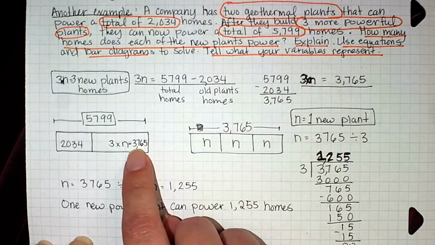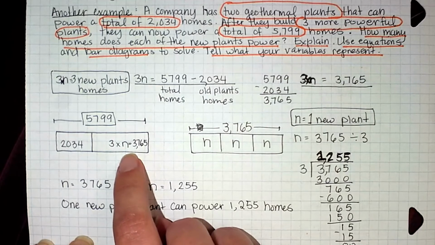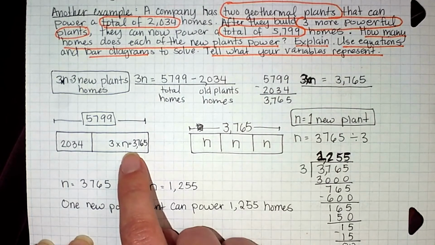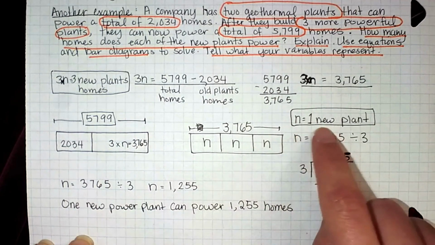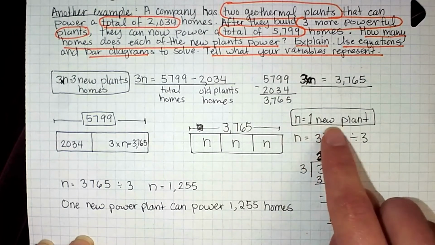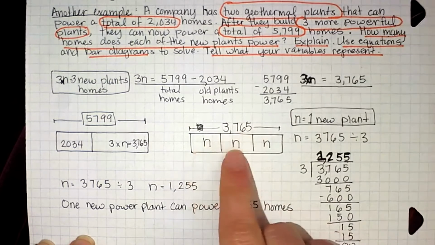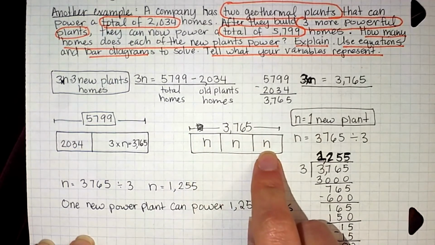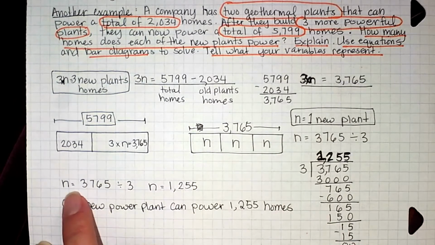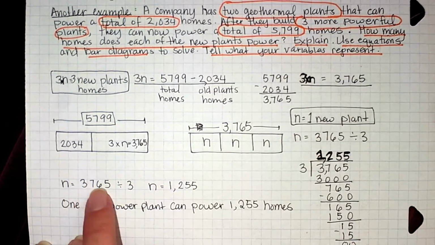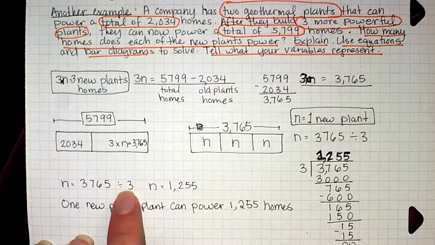And I found out that was 3,765. Now, because I know that's 3 of my N's, I need to figure out what one of my N's is. So I need to figure out what one of those power plants can power. So my 3,765, I needed to divide it between all 3 of those new power plants. So in order to do that, I wrote an equation. N is equal to 3,765 divided by 3.